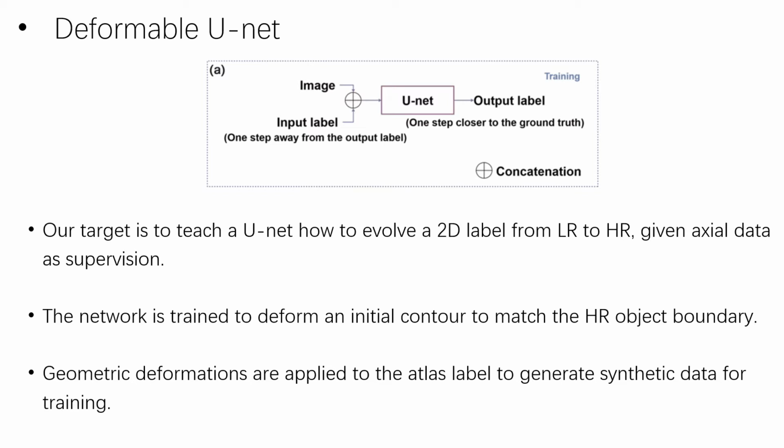In the network, there are two inputs. The first one is the image slice, and the second one is the input label. And there is one output called the output label. There is a difference between the input label and the output label. The output label is one step closer to the ground truth, and the input label is one step away from the output label. Here, geometric deformations are applied to the atlas label to generate this synthetic data for training. I will explain in more details in the next slides.